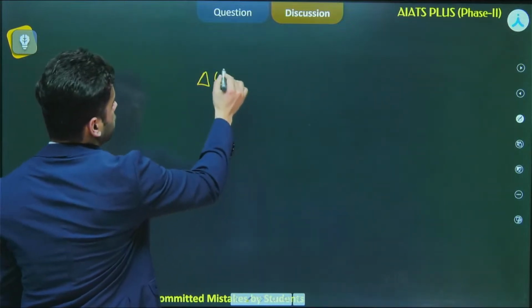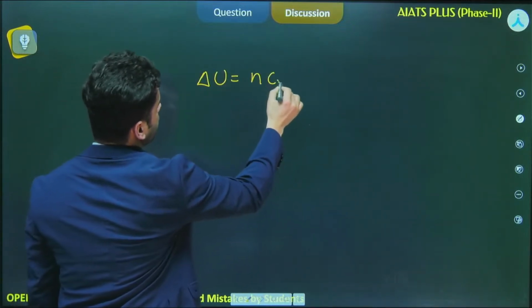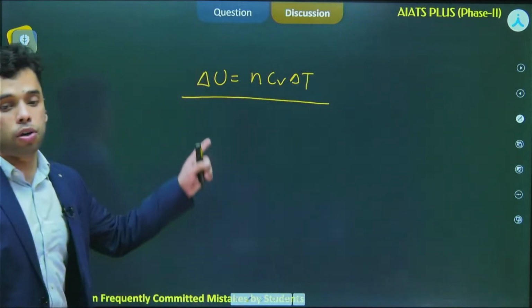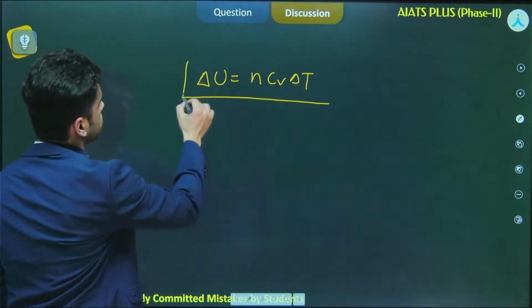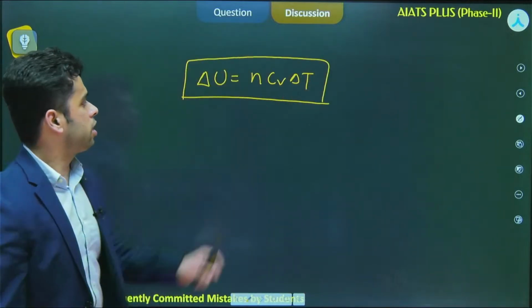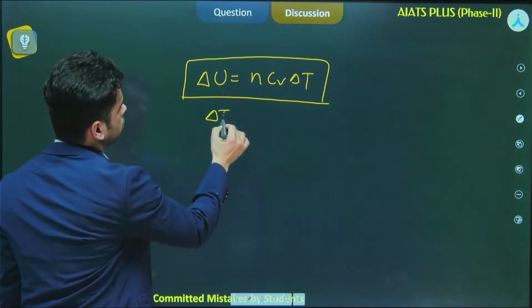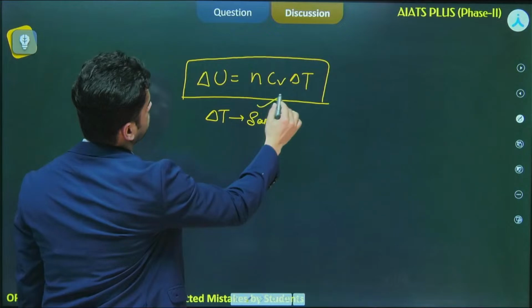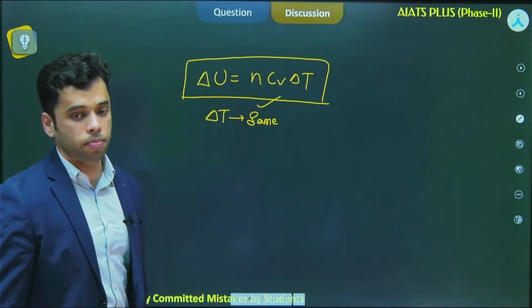Delta U, the expression for delta U is nCv delta T, and you can use this expression irrespective of the process. Any process, if the delta T remains the same for all the processes, you can use this expression because delta U is a point function, right?